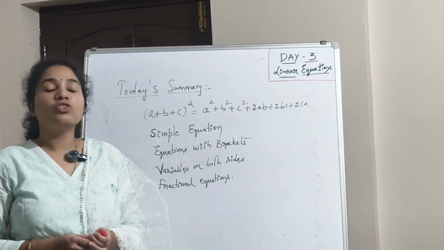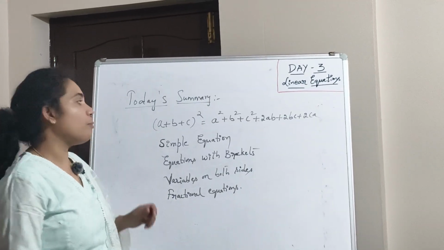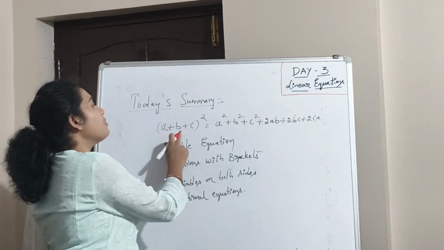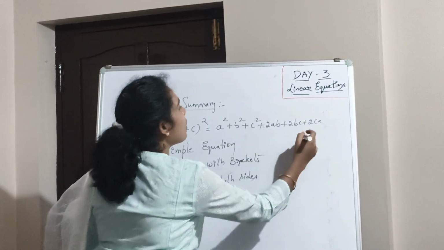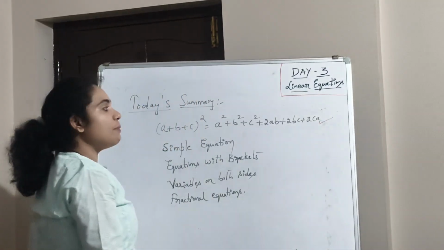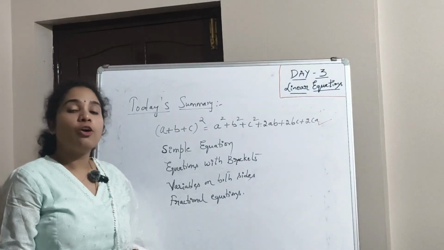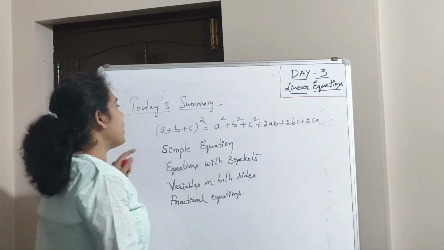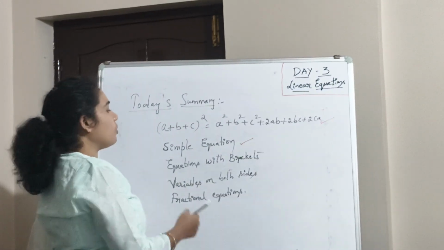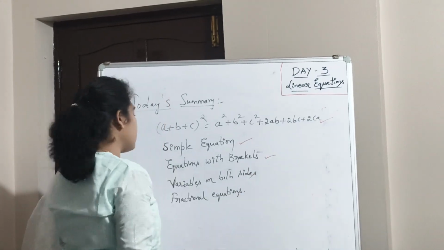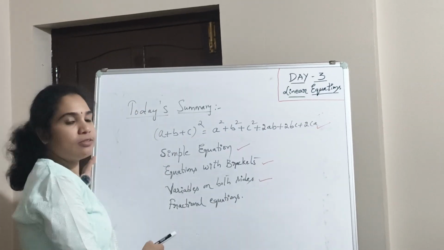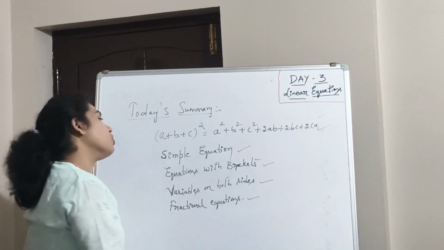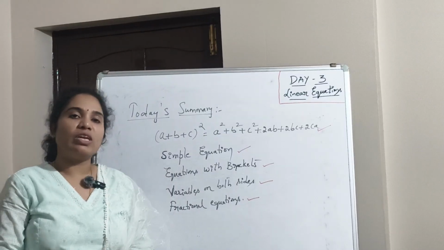So what all we learned today? Today's summary is, we learned a plus b plus c whole square equal to a square plus b square plus c square plus 2ab plus 2bc plus 2ca. And we learned 4 types of equations. One is simple equation, other one is equations with brackets, and the next one is variables on both sides, and the last one is fractional equations. So we learned all these types of equations.